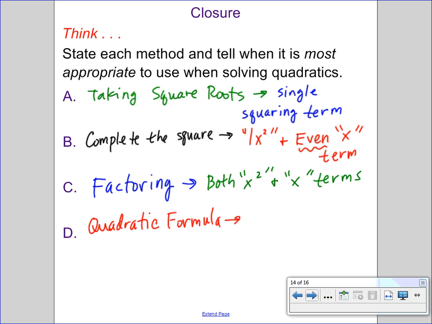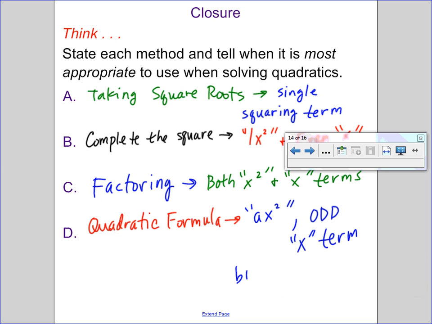Lots of reasons, but oftentimes a leading coefficient other than one, so I'll call that ax squared, and or an odd x term, and or big numbers, and or can't factor, don't recognize the factors, it's difficult to factor. Roll this around. Awesome. So now we're going to have an opportunity to practice.